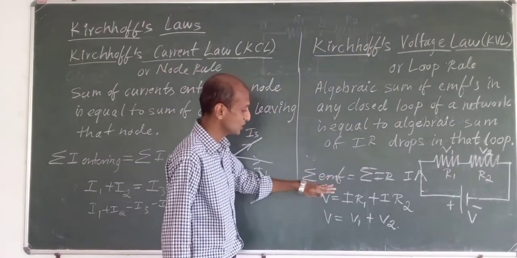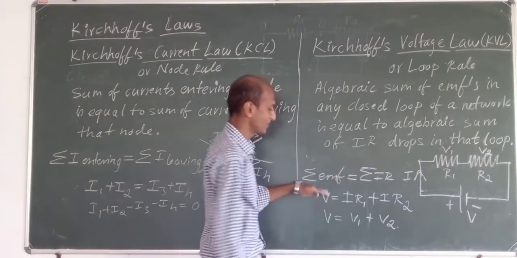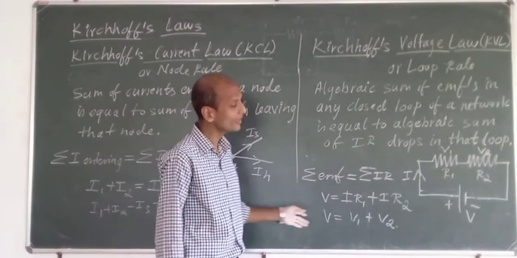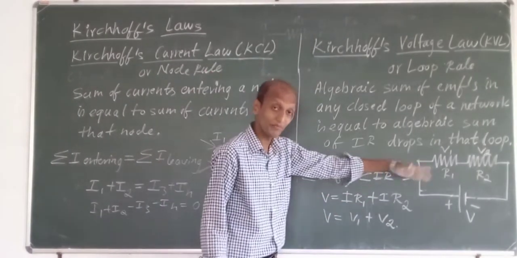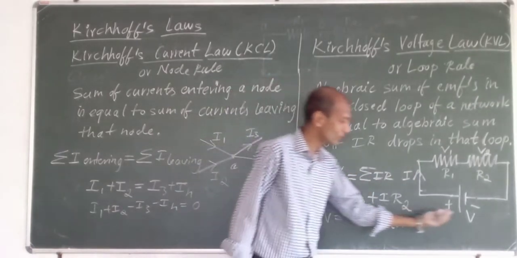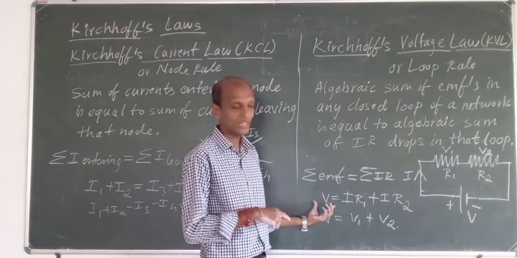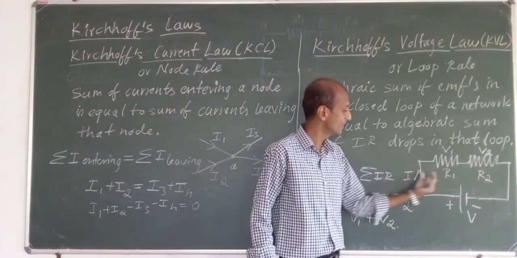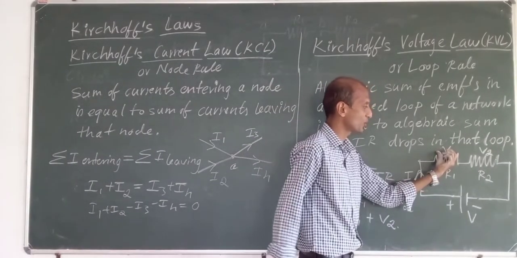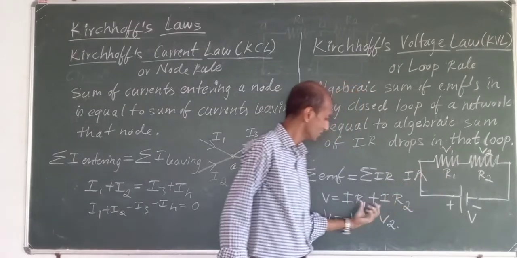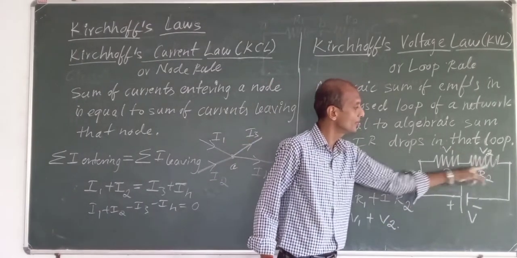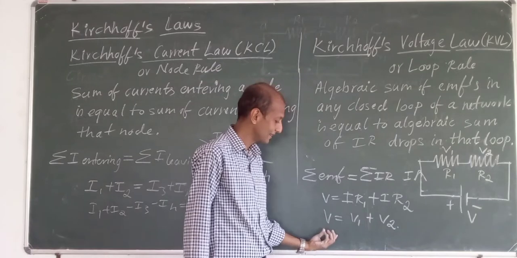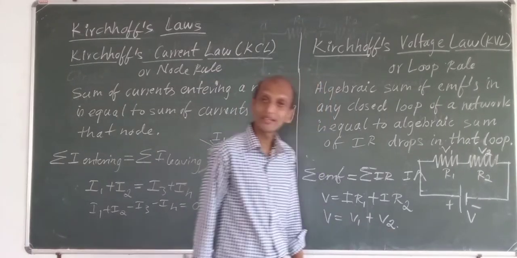Okay. So the sum of EMFs is equal to the summation of IR drops. So I can write the applied voltage V, that is your EMF, only one EMF source we have, as V is equal to the summation of IR drops. Here the current I flows. That means the voltage drop across R1 is I into R1. Yes or no? So I into R1 plus I into R2, that is across your R2 resistor. This is the voltage drop. So finally I can write V is equal to V1 plus V2.